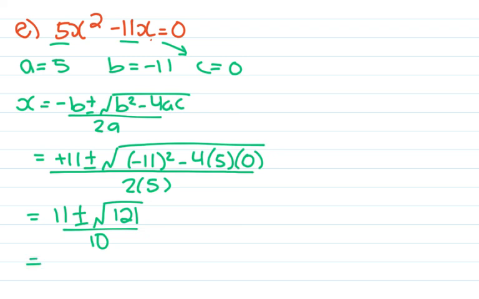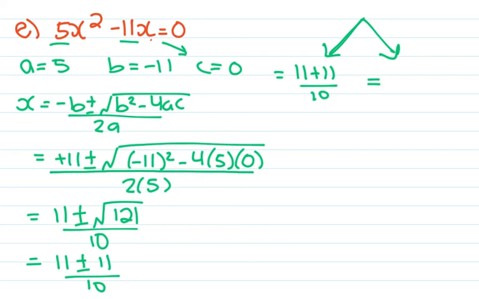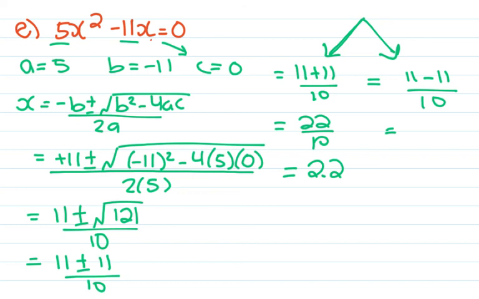The square root of 121 is 11, so 11 plus or minus 11 divided by 10. Split that into 2. We have equals 11 plus 11 divided by 10, and equals 11 minus 11 divided by 10. 11 plus 11 is 22 divided by 10 is 2.2. 11 minus 11 is 0 divided by 10 is still 0. So my zeros are 0 and 2.2.